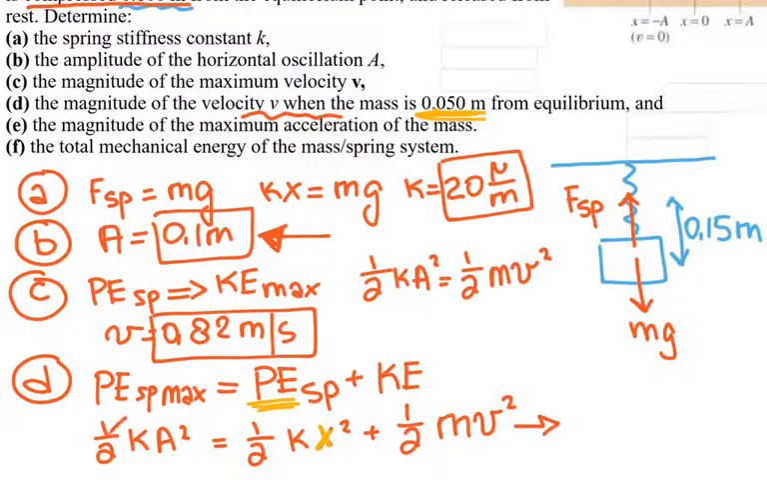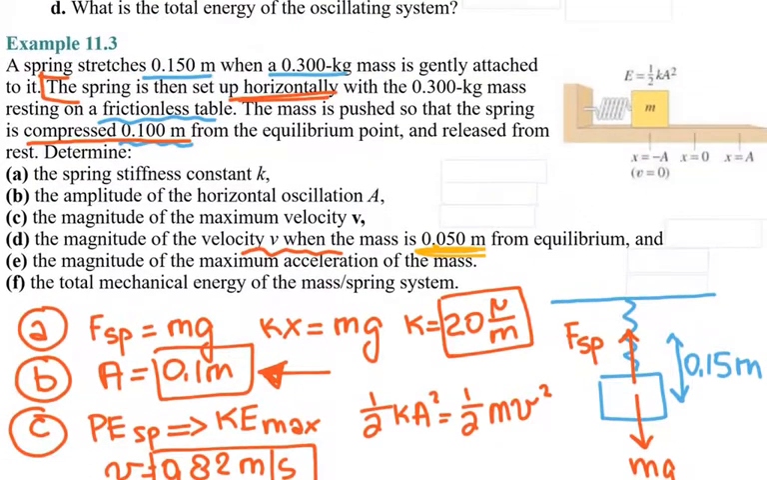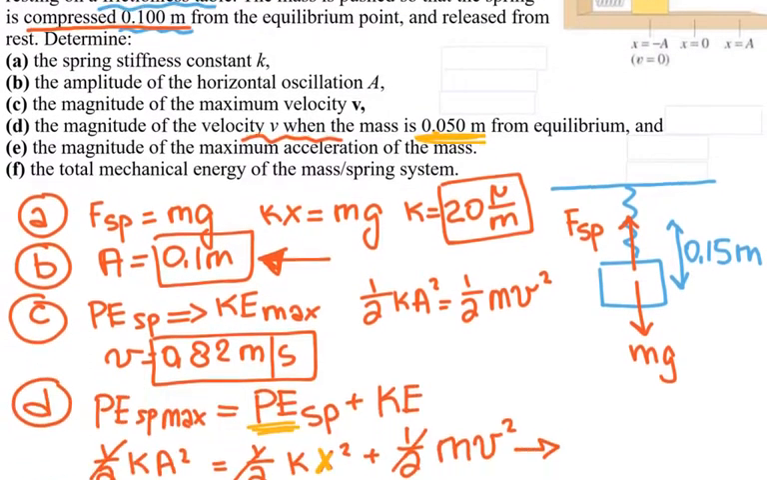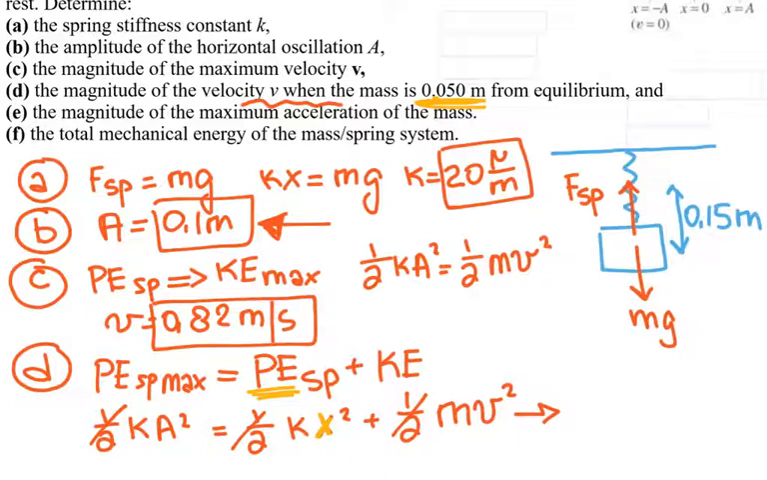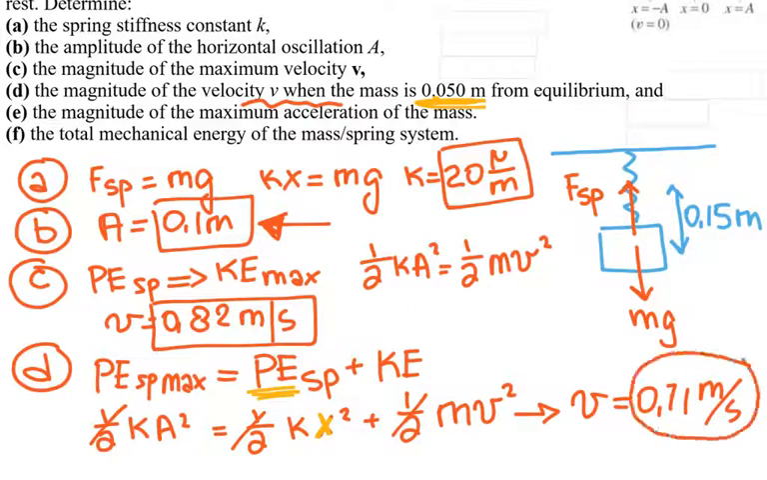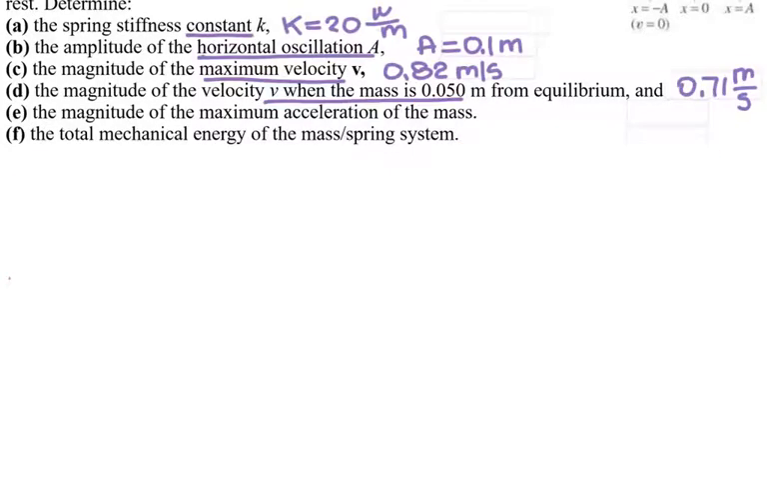If I plug in the numbers, I can cancel all the 1/2s. If I plug in my numbers of K that I found earlier, A, and the mass that is given, 0.3 kilogram, I will get the velocity in this case equal to 0.71 meters per second. I freed some space for myself.